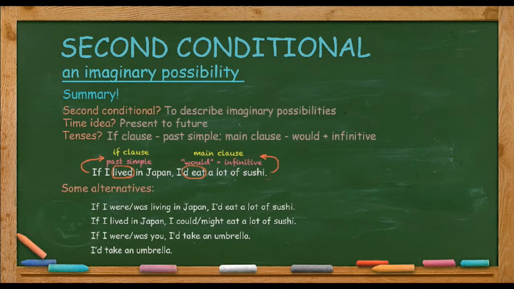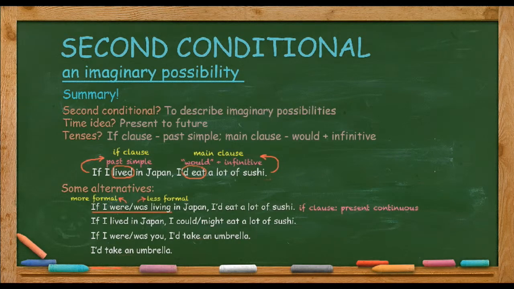There are some alternative forms you can use. For example, if I were or I was living in Japan, I'd eat a lot of sushi. In this sentence, the if clause uses the present continuous. Were is more formal, was less formal.